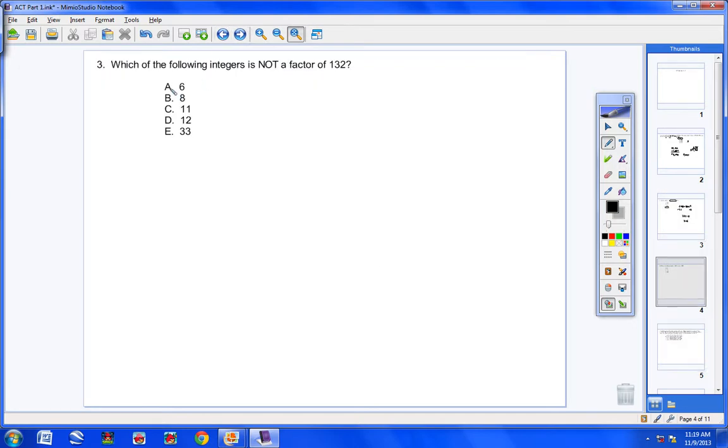Now, number 3, which of the following integers is not a factor of 132? Now let's review what a factor is. In this problem, they want to know if you remember what a factor is. You know where students become confused? They confuse the words factor and multiples. If someone says, what's a factor of 132? They get confused. What's a multiple of 132? They get confused. So let's really focus on the word factor.